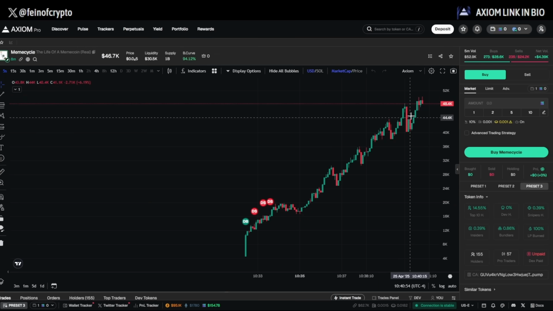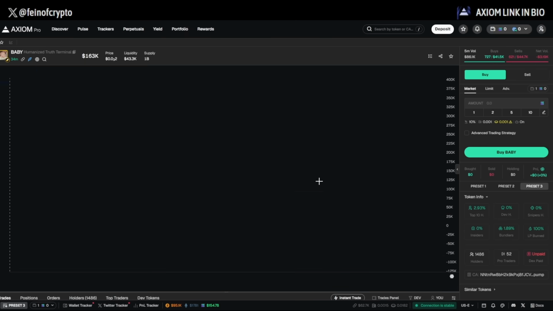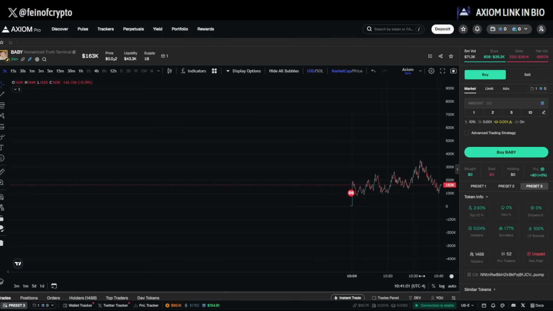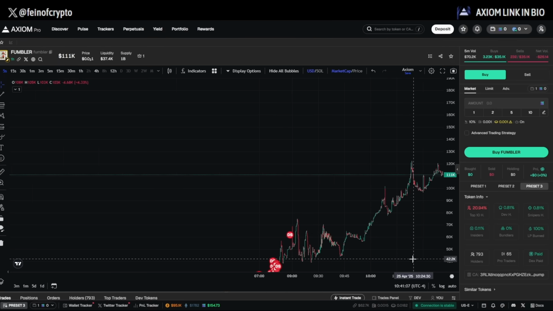I mean, let's see, look. See, this is kind of a rug, I'm pretty sure. Just off first glance, like this. Let's see. Let's just go through all these coins together, right? This doesn't really look good. It's a rug. Fumbler doesn't really look the best, right?